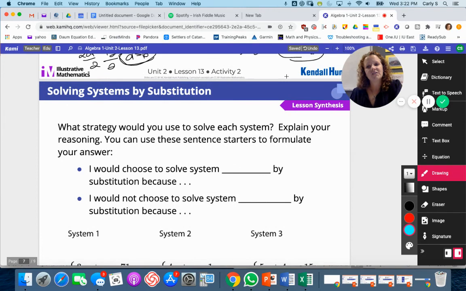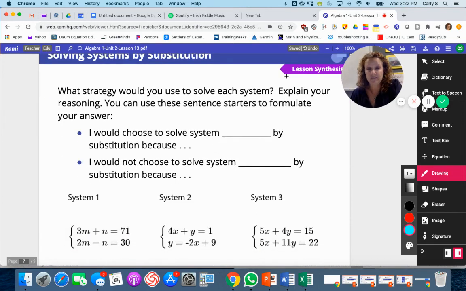All right, so what strategy would you use to solve each system? Explain your reasoning. You can use these sentence starters to formulate your answer. So I would choose to solve system blank by substitution because, so if I look at system 1, I would not use substitution because I don't have anything solved for a variable. With system 1, we're going to learn elimination in the next lesson. Elimination. And this one is perfect for elimination. And we'll explain why at a different time.